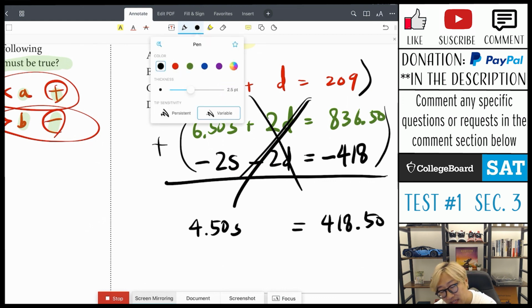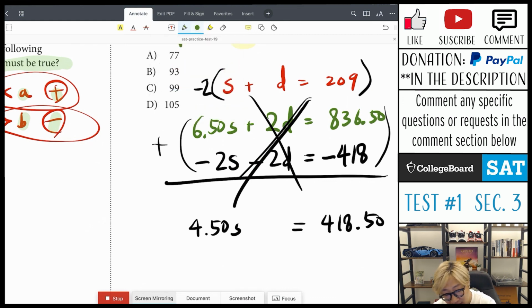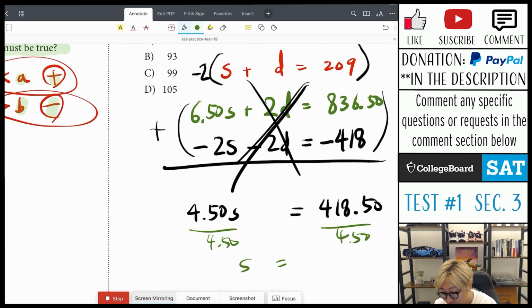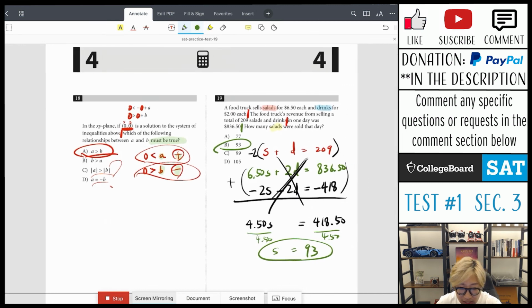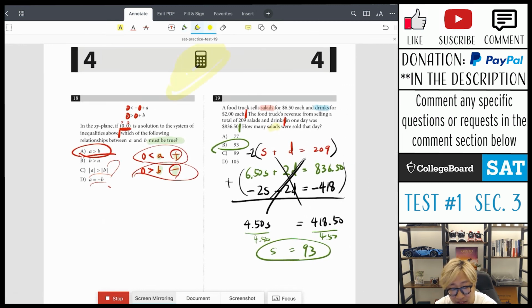418.50. Please just use a calculator. It's okay, nothing to be ashamed about. So divide by 4.5 on both sides. Just do it in your calculator, don't do this by hand. When you do that, you get exactly 93. So there's your answer. Use your calculator. Why not? They let you use it. Don't try to pull off the mental math. Just use your calculator. It's cool.